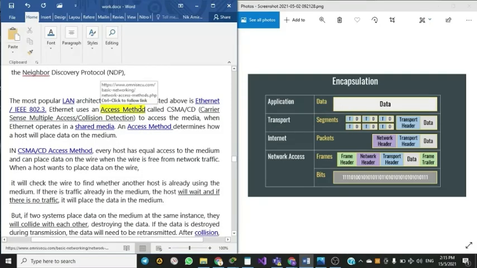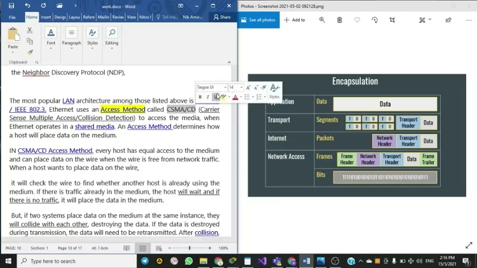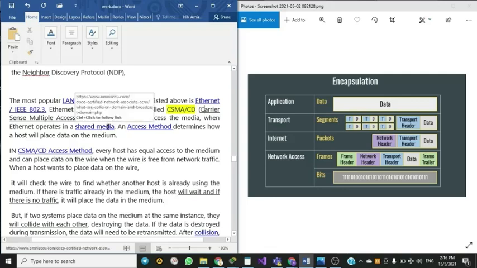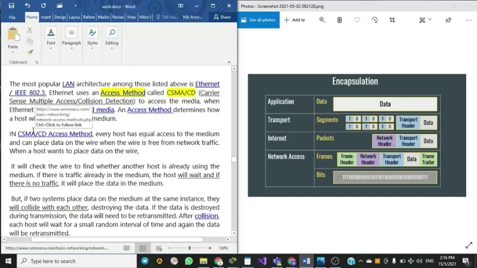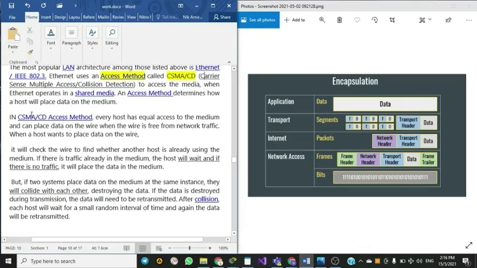Ethernet uses an access method called CSMA/CD, which stands for Carrier Sense Multiple Access with Collision Detection. To access the media when Ethernet operates in a shared medium, an access method determines how a host will be placed upon the medium. In the CSMA/CD access method, every host has equal access to the medium and can place data on the wire when the wire is free from network transmission.